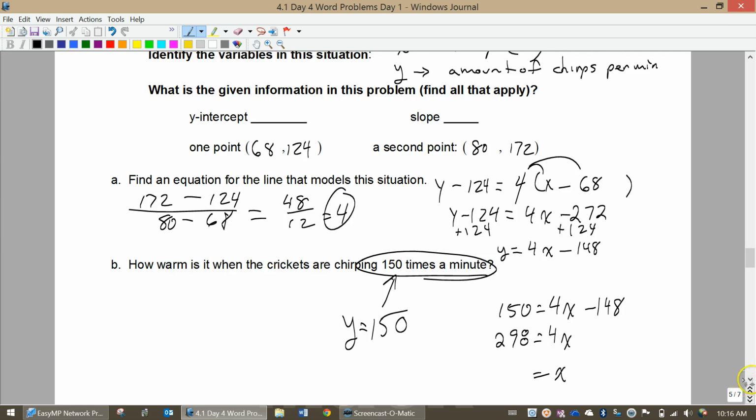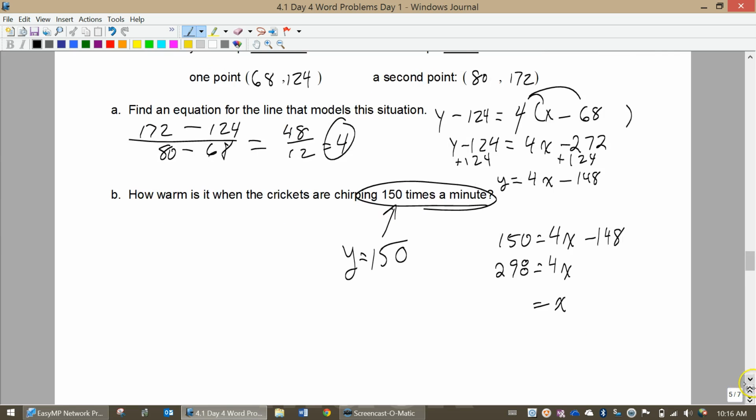And when you divide 298 by 4, what do you get? I think 74.5, is that right? 298 divided by 4 is 74.5. And then in context, 74.5 degrees Fahrenheit.